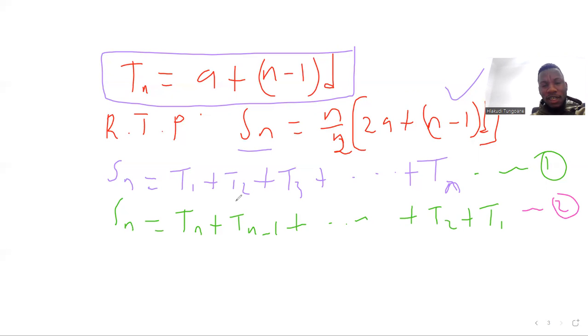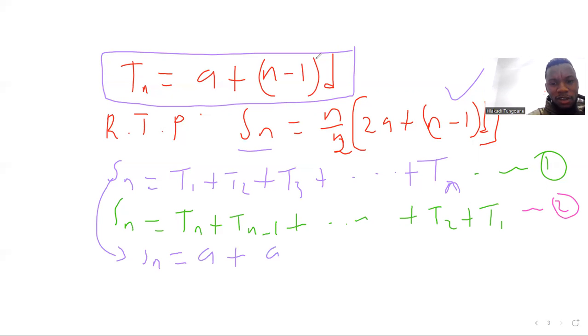The third step that we need to do now is to substitute for T1, T2, and up to Tn into this formula here. So if we substitute there, we get Sn equals, if we substitute 1 for n, you get a, obviously, because 1 minus 1 cancels.